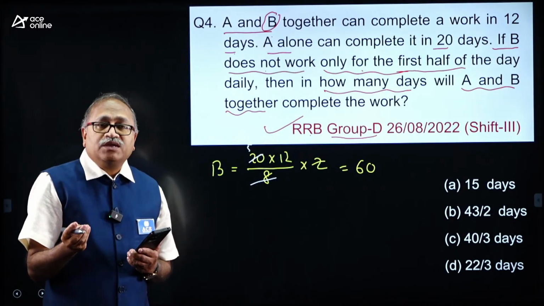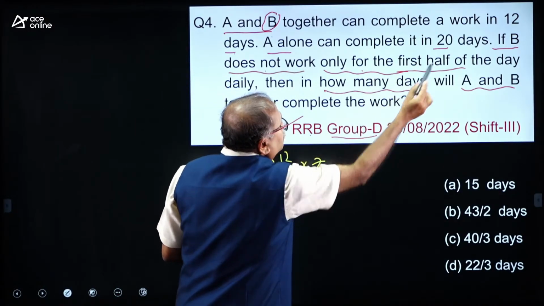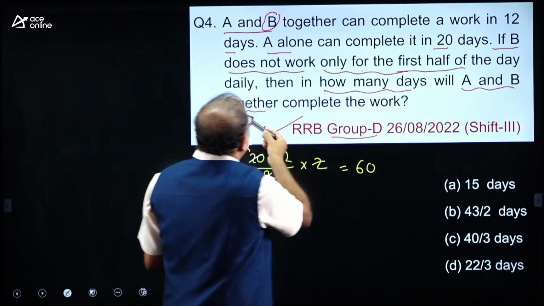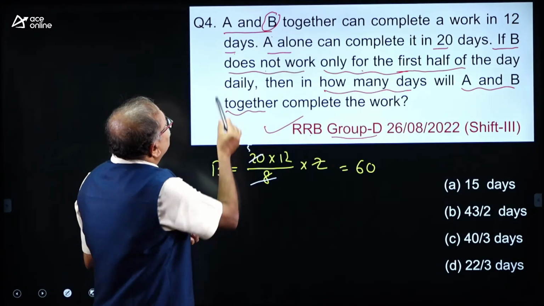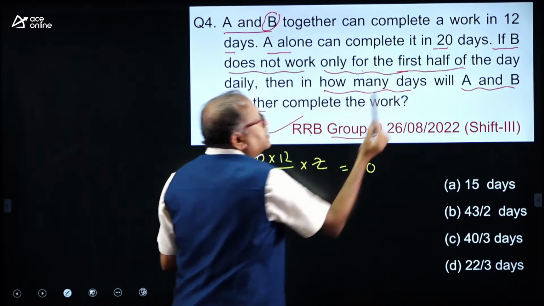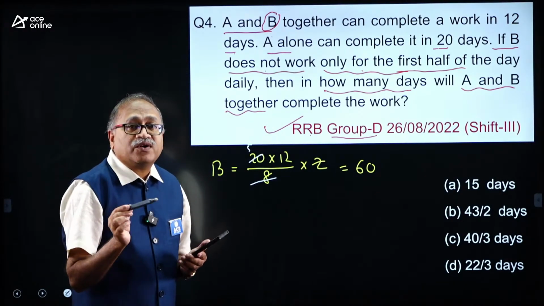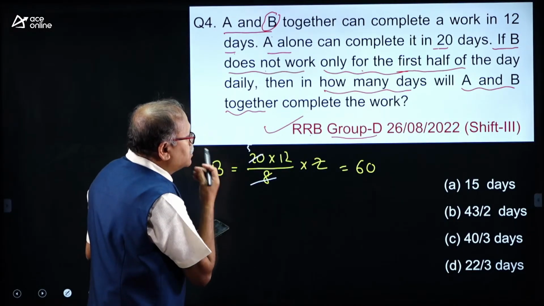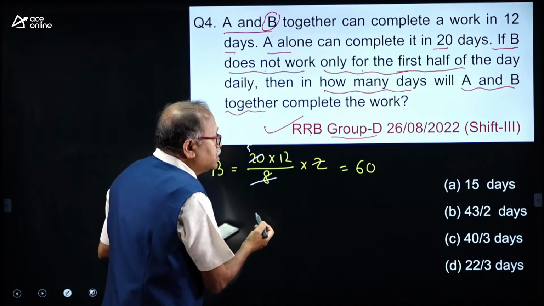Now, I came to know B takes 60 days, and A plus B together is already 12 days. Then in how many days will A and B together complete the work? Who works for 12 days? A and B together can complete the work in 12 days. A takes 20 days and B will be taking 60 days because he works half of the day. Then what I do over here, that is 60 into 20, is it not? It's very simple now.